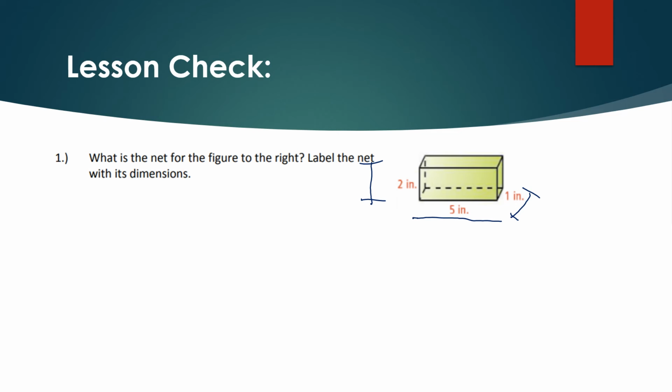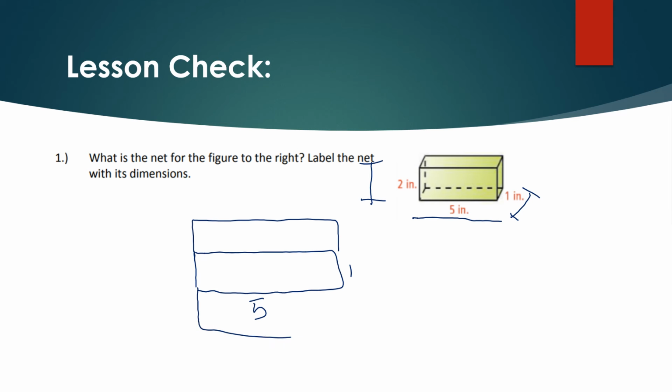So let's go ahead and draw the base here. The base is going to be 5 by 1. And then if I were to draw the sides, they should be 5 by 2, just a little bit longer. And this is not drawn to scale, so 5 by 2s. And then the top should mirror the bottom. It's going to be a 5 by 1.